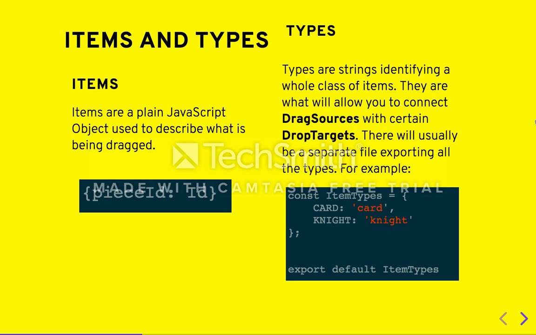The next thing is types. Types are strings identifying a whole class of items. They're going to allow you to connect certain drag sources with certain drop targets. We're going to go over both in detail. There will usually be a separate file exporting all the types. For example, here we have an object that we are naming item types. In it, we have a few key value pairs. Each key will be representing each type. For example, we have a card that's going to be representing a type of string card, and a knight that's going to be representing a type of string knight. And then we're going to be exporting these item types to use further.